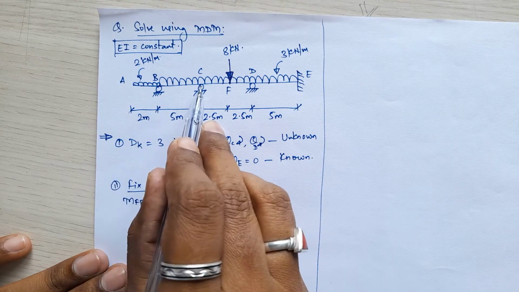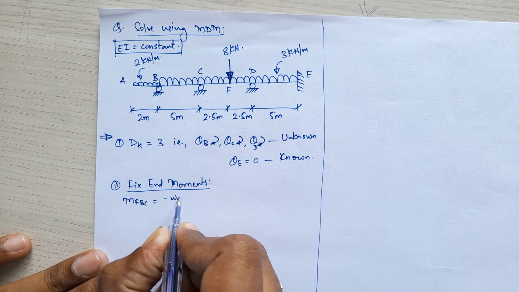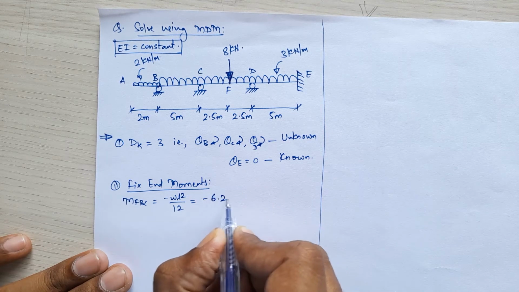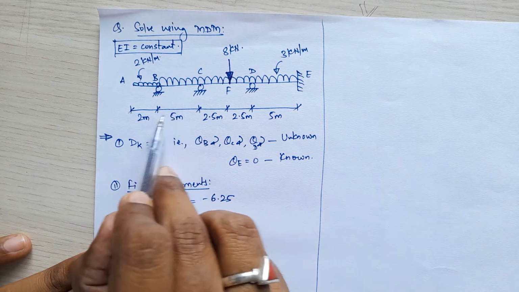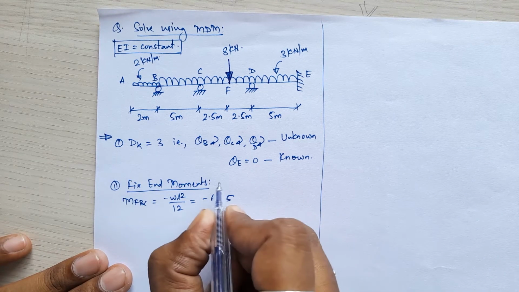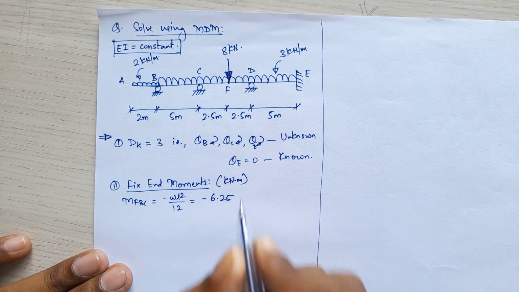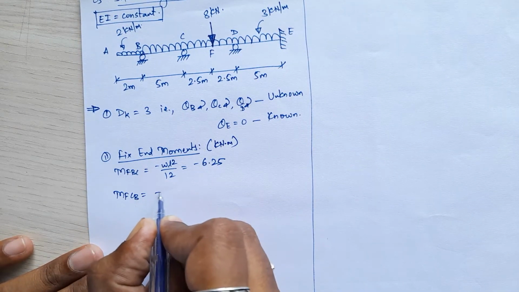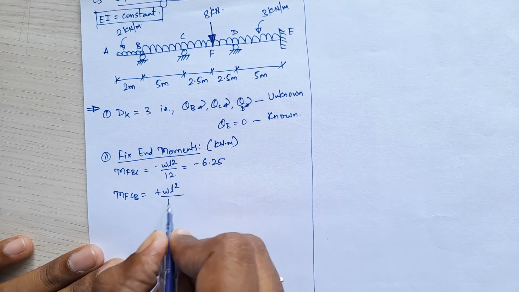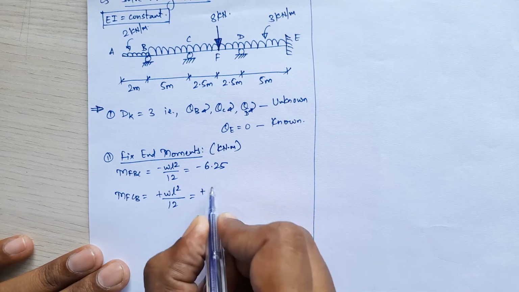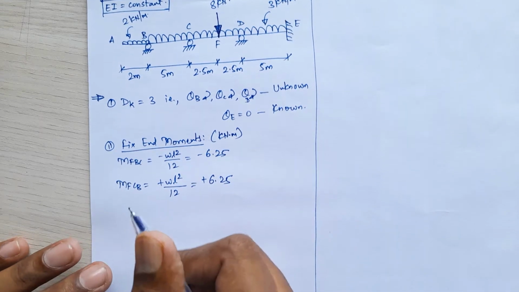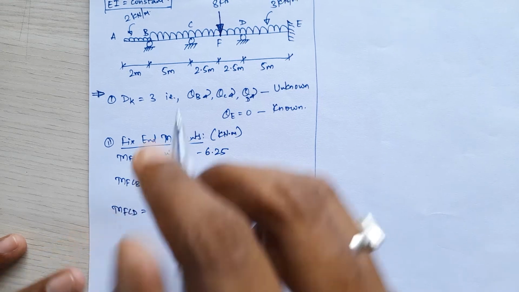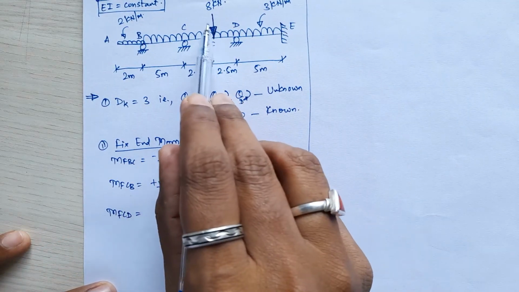What is given to you? Loading UDL is given, so that comes equal to minus WL square divided by 12, so that comes equal to minus 6.25, that is 3 into 5 square divided by 12. All these values are in kilonewton meter. Same way MF CB, same value, just the sign will get changed, that is plus 6.25.